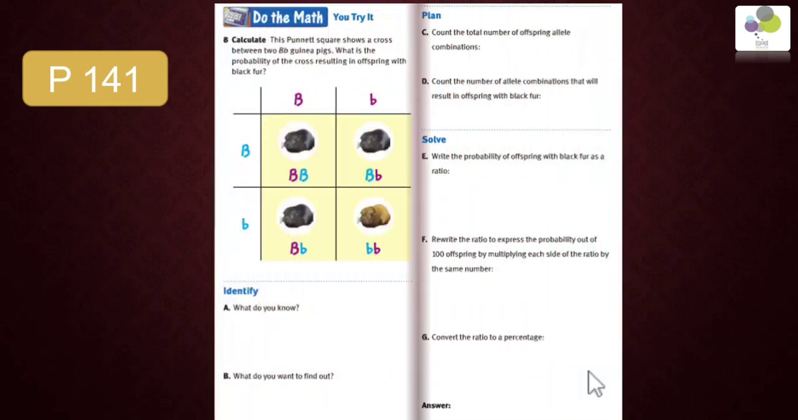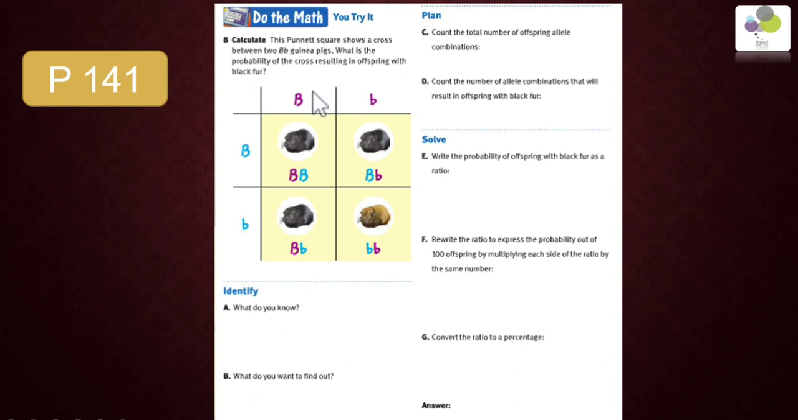Okay. Another example, guys, on page 141. In this example, we have a cross between guinea pigs, with the genotypes of the parents and the genotypes of the offspring. The question is asking: what is the probability of a cross resulting in offspring with black fur? Number one, letter A, what do we know from this cross? We know the parent genotype is capital B, small b, capital B, small b.